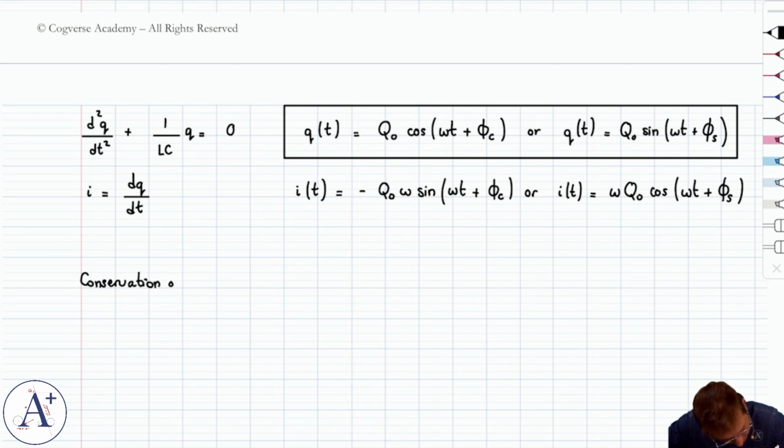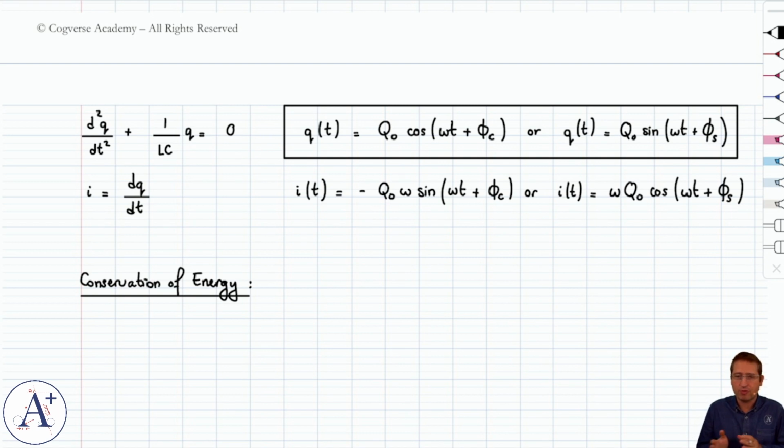So conservation of energy is going to look like this. We're going to write the energy at time t equals zero, right before we close the switch, and all of the energy is going to exist in the capacitor because all of the charge lives in the capacitor.